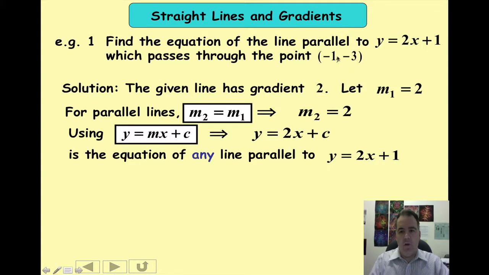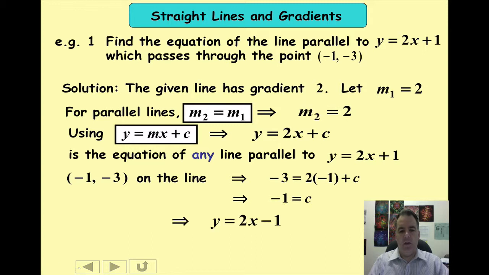If it passes through the point -1, -3, again we just substitute -1 here and -3 here. And that gives us c equals -1, and therefore we've got the equation of the line, y equals 2x minus 1.